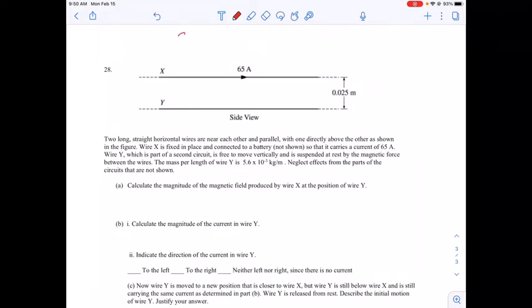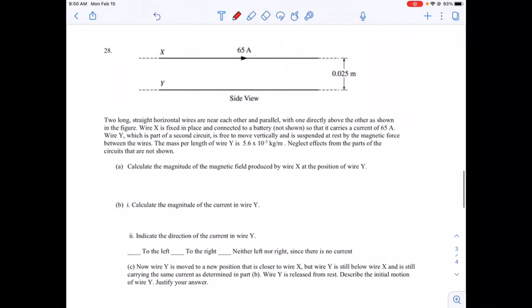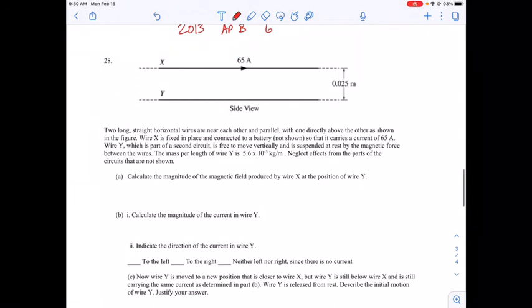This is actually from the 2013 AP Physics B question number 6. And it says two long straight horizontal wires are near each other and parallel, with one directly above the other, as shown in the figure. Wire X is fixed in place and connected to a battery not shown. Okay, so I'm just going to put little dots to remind myself that that one is fixed in place. Wire Y, which is part of a second circuit, is free to move vertically.